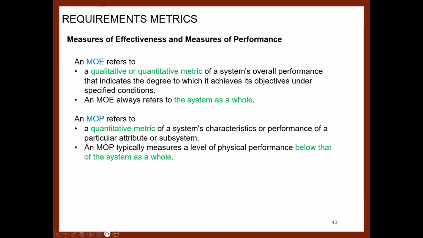An MOP refers to a quantitative metric of a system characteristic or performance of a particular attribute or subsystem. An MOP typically measures the level of physical performance below that of the system as a whole. So you're looking at a specific area of the system for this type of performance. So again, the difference between MOE and MOP: MOE looks at the high level, the system as a whole. MOP is on specific areas of the system.